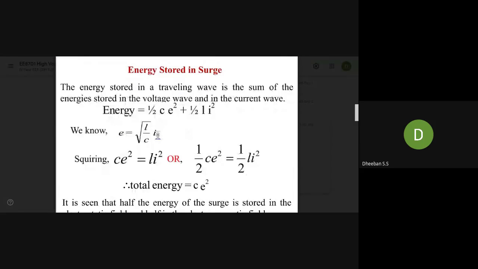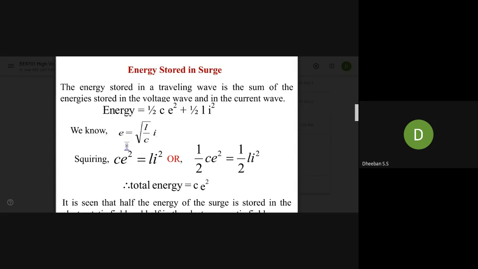This equation is got from your surge impedance. Your Z naught is equal to E by I, which is equal to root of L by C. Your E will be on the left-hand side, and you bring the I over here. Now you have to square it out. If you square, E becomes E square, the square root disappears, I becomes squared, and your C will be moved over here. Next, you will be multiplying with 1 by 2 on both sides.